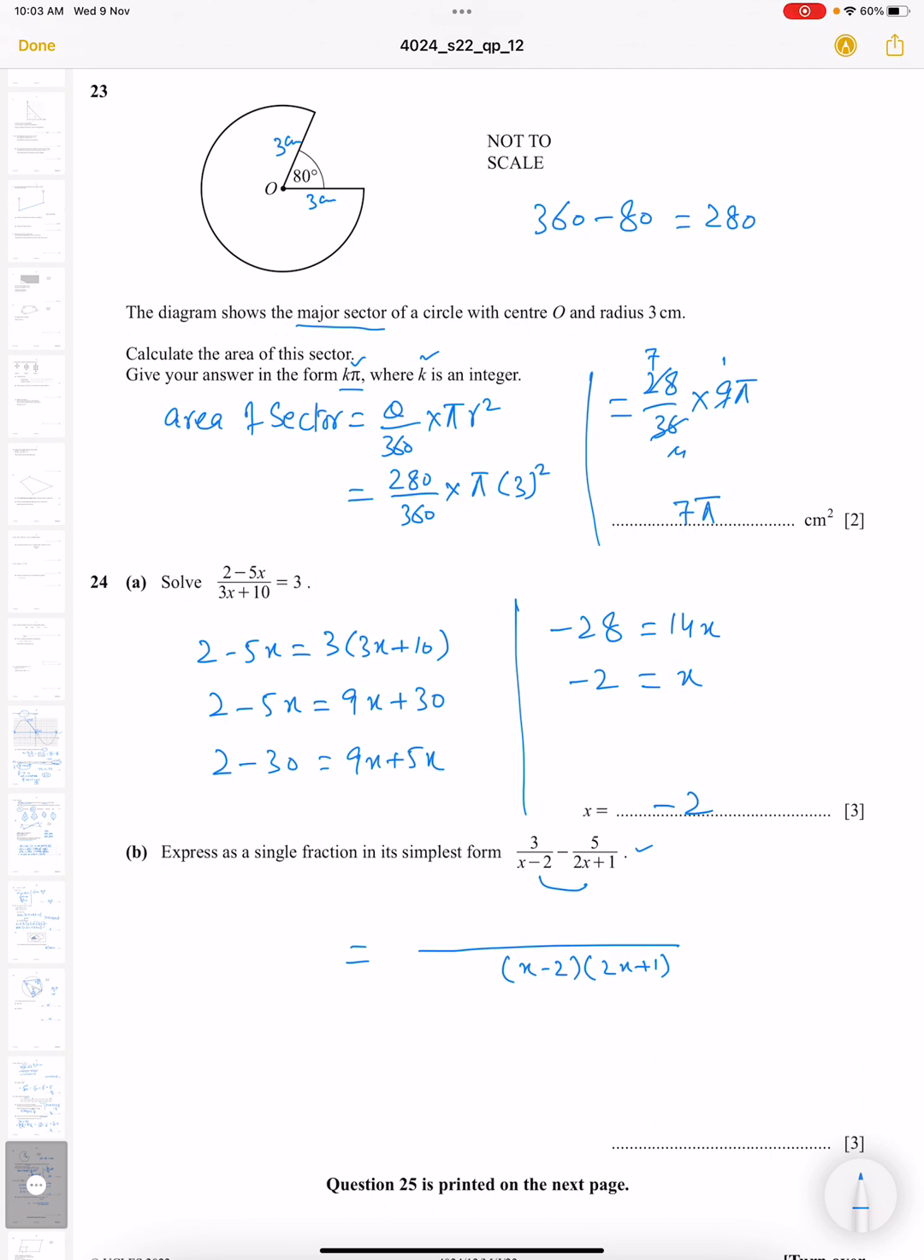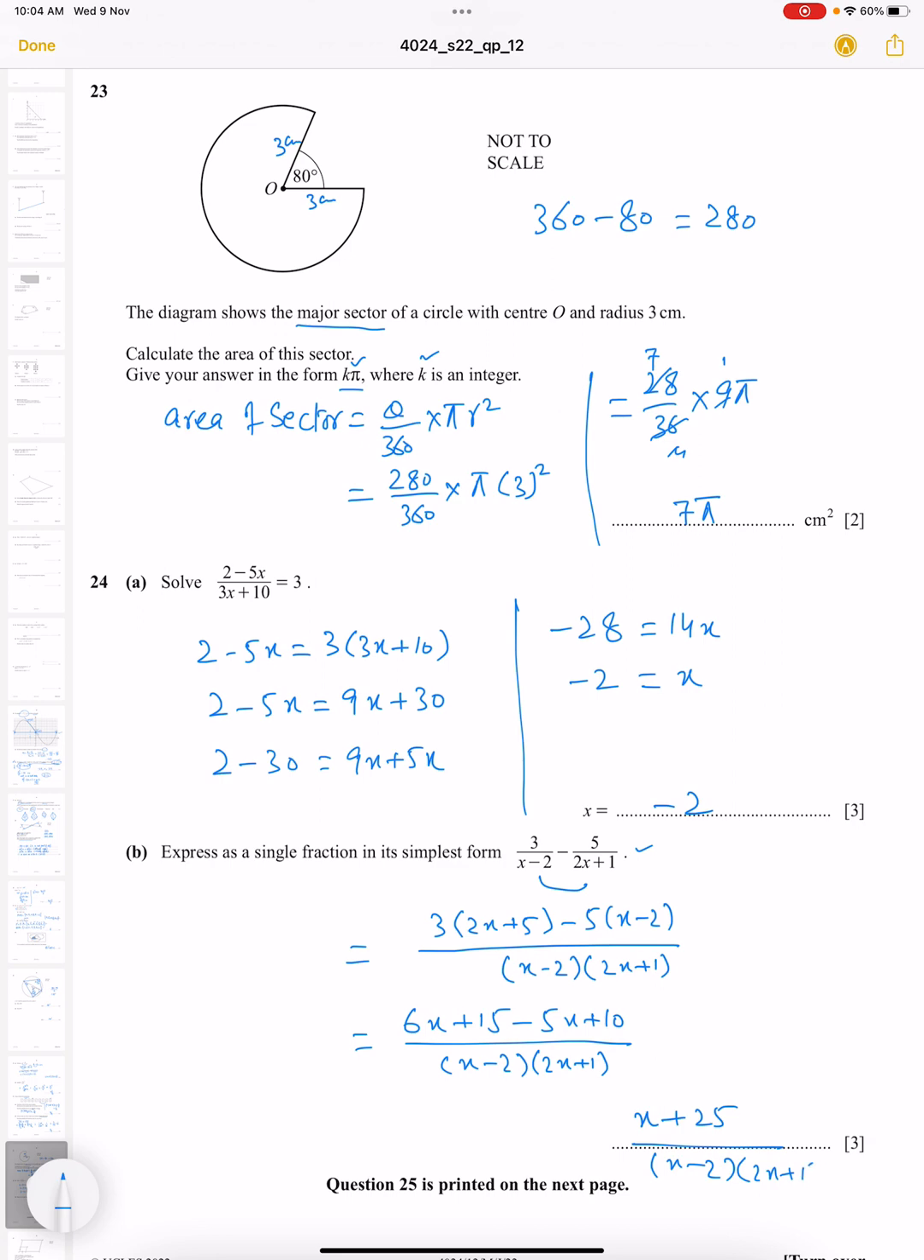You can say it's kind of cross multiplication, that 3 will be multiplied with 2x plus 1 minus 5 will be multiplied with x minus 2. Now you have to expand these brackets. It becomes 6x plus 15 minus 5x plus 10. Keep the denominator as it is. So simplifying the terms, we get 6x minus 5x is x plus 25 over x minus 2 times 2x plus 1. Right? That's the answer.